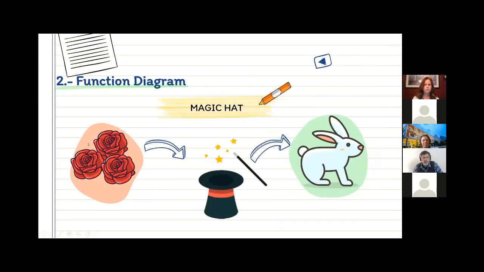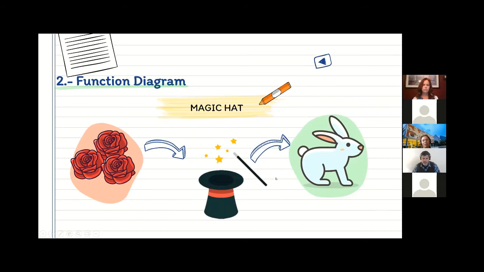Well, the second tool is called the function diagram, and we are going to know this tool as our magic hat. And what we have in our magic hat is that, for example, when a magician is in front of the audience, he has, for example, 3 roses. He introduces them into our hat, and the final result is that we have a rabbit or a bunny.